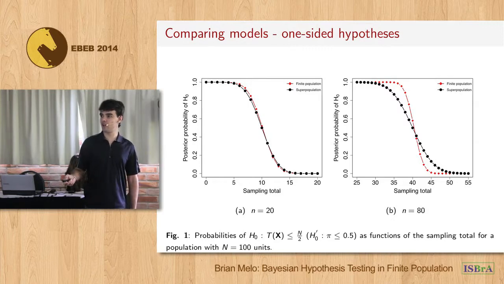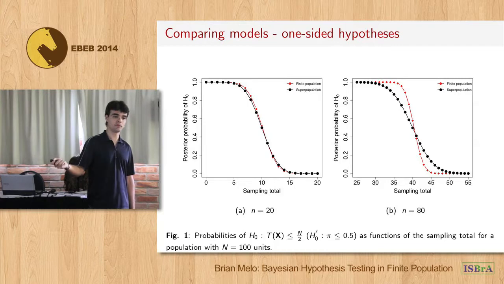Also, if you change the value of t0 or pi 0, for example, if you want to test if the proportion is less than or equal to 60% or 70%, we just dislocate. These curves are just dislocated forward. There is no difference in the behavior.